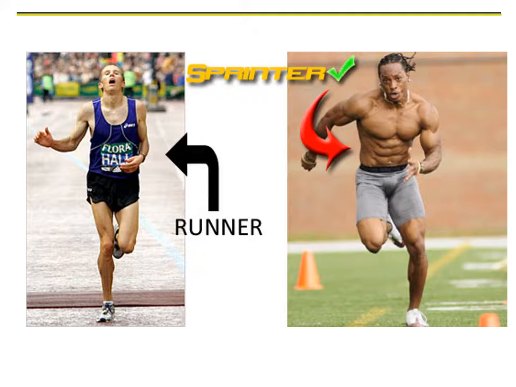Now, compare the explosive and short-term action of a sprinter to the slower and long-term action of a marathon runner. Which activity is more suited to fast-twitch glycolytic cells? Which is more suited to slow-twitch oxidative cells?